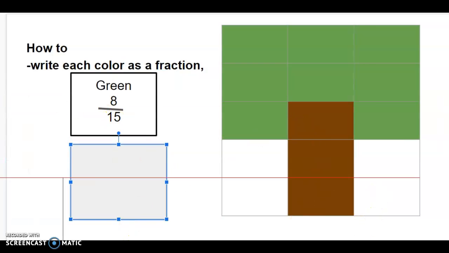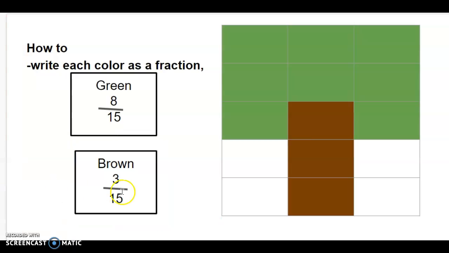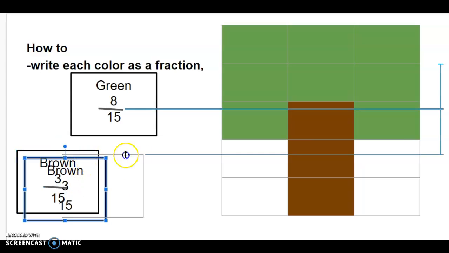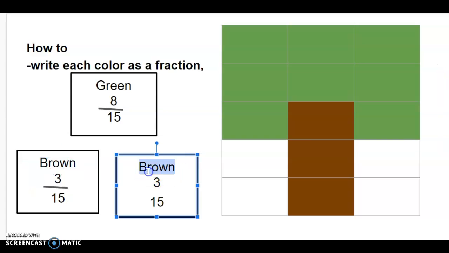1, 2, 3 15ths are brown. And then I have one more, which would be 1, 2, 3, 4 15ths, which are going to be white. So 4 out of 15 are going to be white. And that's how you would do your color fractions.